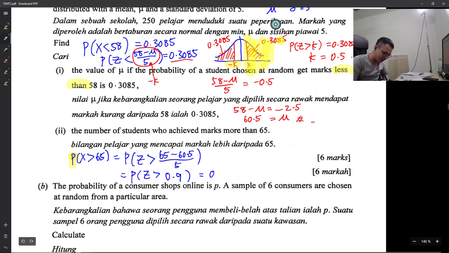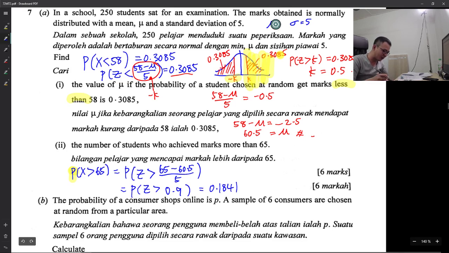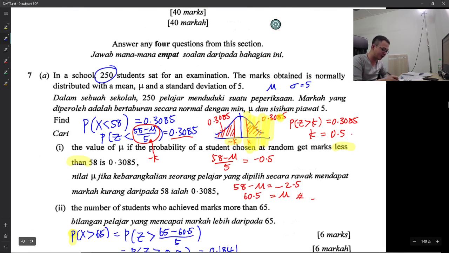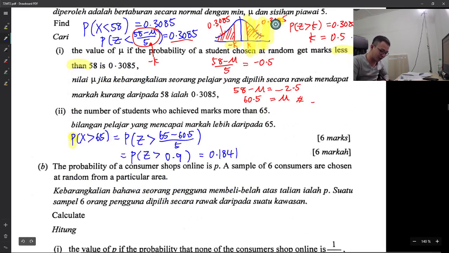0.1841, isn't it? 0.1841. So just now, the question asked about the number of students, right? So we have 250 students over here. They want the number of students who get A, right? So it will be 250 multiply 0.1841. So 250 times 0.1841. Basically I get about 46 students, 46.025.